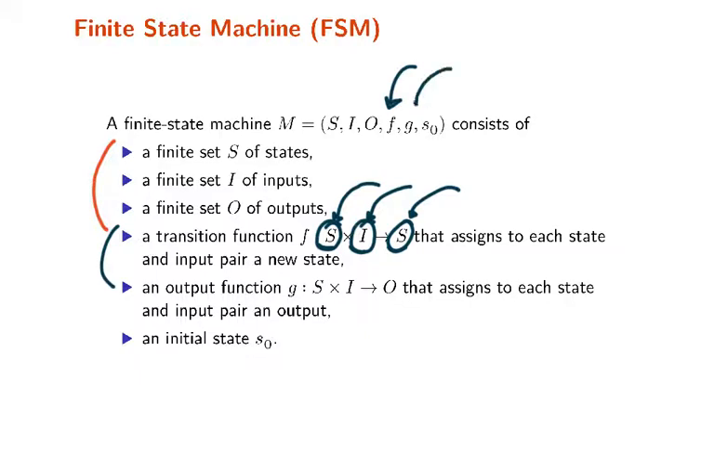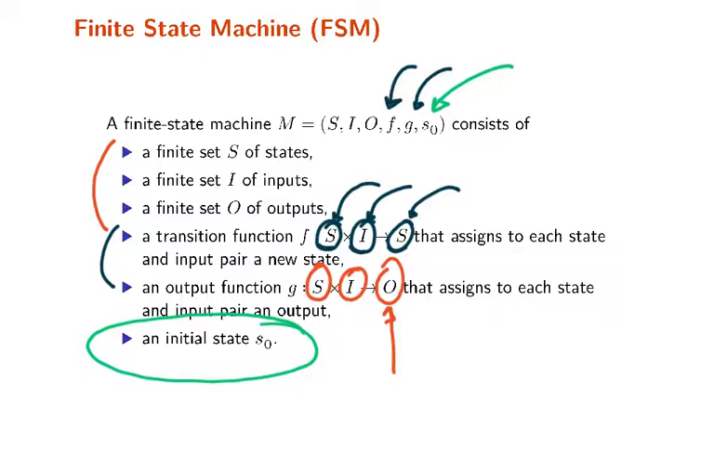And then an output function that again takes a state and an input, but associates an output. So in the case of the elevator, for instance, if we input as before the 6th floor and the button for the third floor, the output is going to be going down. And finally, an initial state that is also given as data of a finite state machine.